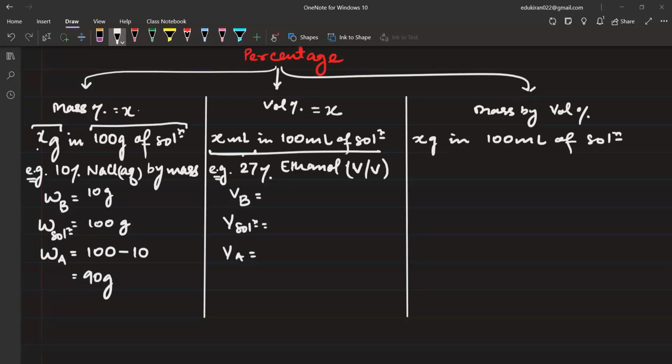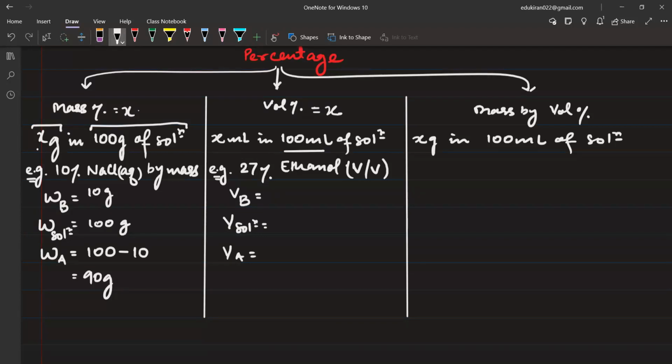Sir, it will be 27. No, you read this statement, whatever is written. Read first: if volume percentage is equal to X, then it means X ml in 100 ml of solution. Read this properly. What is X here? X is the solute, sir. What percentage of X is there? 27. What's the value of X? 27.